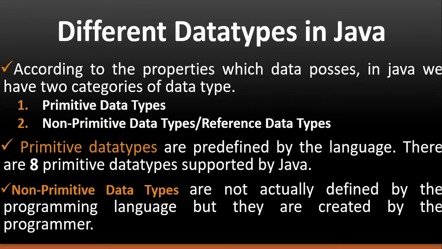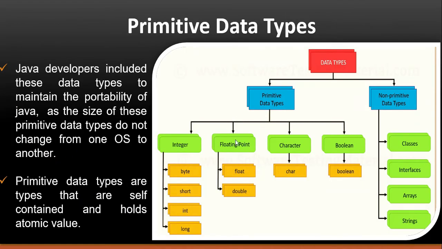Next, we have different data types available in Java. According to the property which data possess, we have two categories of data type. Number one is primitive data type and number two is non-primitive data type, which are also known as reference data type. Primitive data types come by default with a language. Here are primitive data types: integer, floating point, character and boolean. These data types by default come with programming language. Non-primitive data types like classes, interfaces, arrays and string are defined by programmer or by the developer.